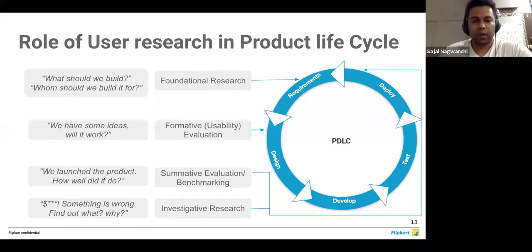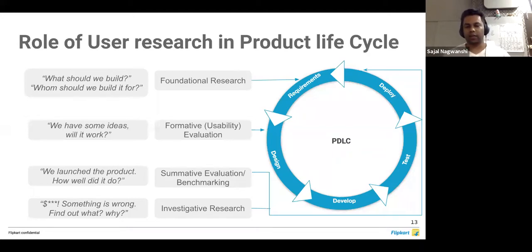The second is when you have an idea of what kind of product you want to build, and you want to know whether that idea will work or not. So we do something called a formative evaluation or formative usability evaluation, where we try to test some concepts and ideas and see if it will work for the people or not. Third is when your product is already live and you want to know how well it is doing, and how you can improve it further. Then you do something called a summative evaluation or benchmarking exercise to see if it can be further improved.